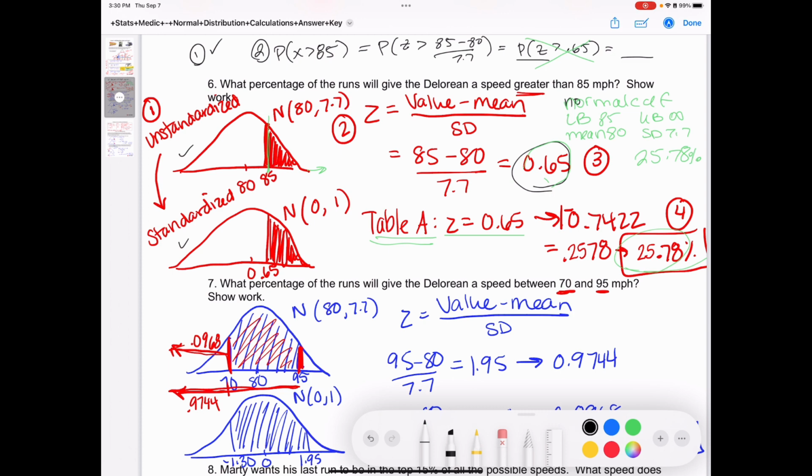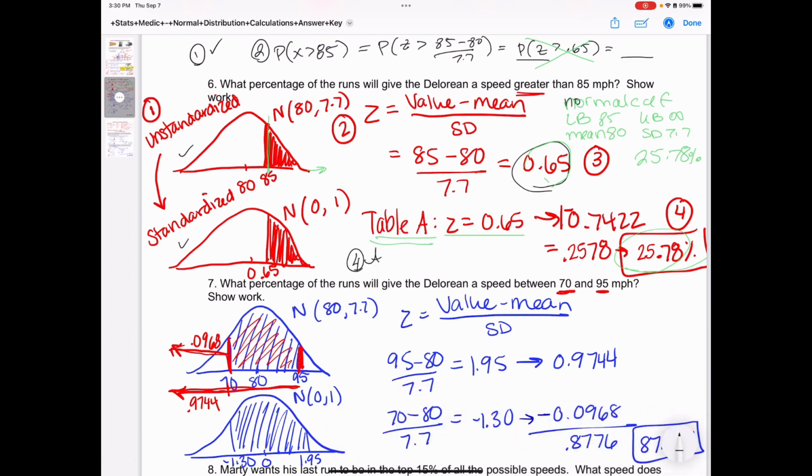And step 4 is going to be about 25.78% of the speeds of the DeLorean are greater than or equal to 85 miles per hour.